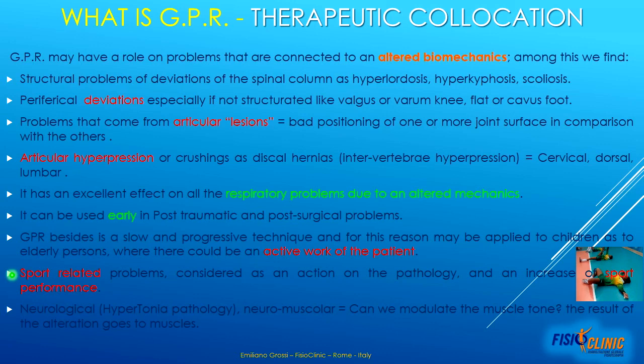Finally, RPG also has a role in some neurological pathologies, especially those related to hypertonia. In this case there is always a neuromuscular alteration. Even if we cannot treat the cause, the damage in the brain, and there are a lot of other techniques that can do that very well, we can modulate the muscle tone. The result of a hypertonia or spastic pathology goes to the muscles, so we can treat that kind of alteration.